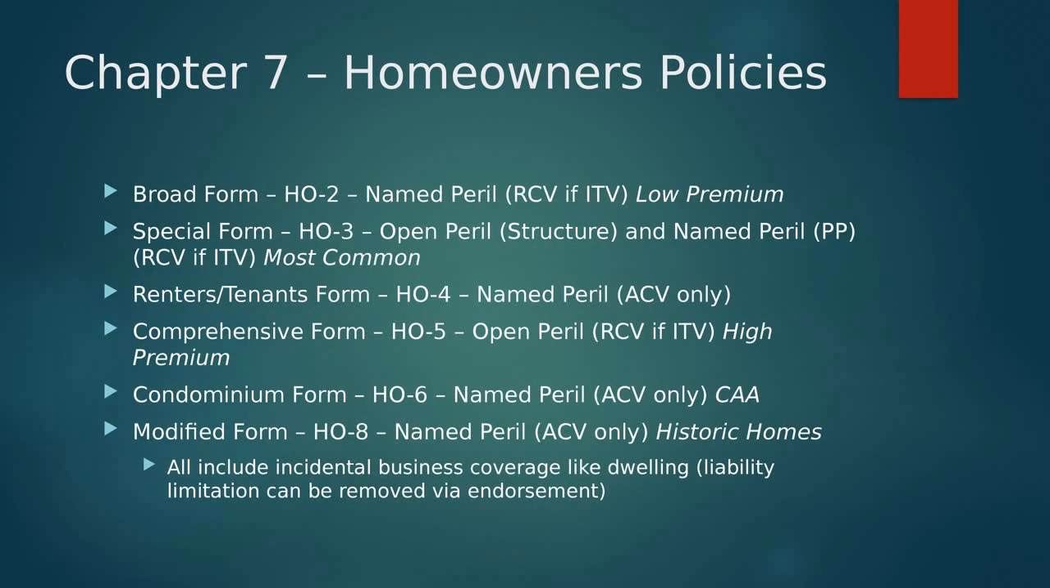There are 6 different coverage forms available under a homeowners policy. The broad form is known as the HO2, and yes, you need to know all these forms and the coverage codes. HO for homeowners, 2.